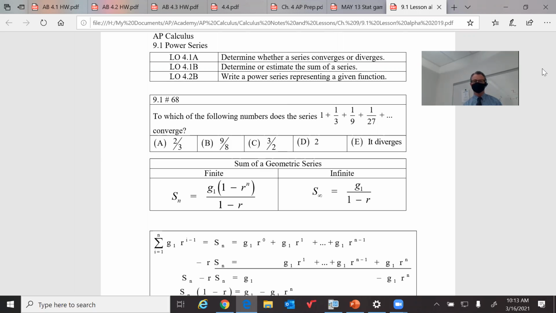Correct. C is the answer. Yes? Because the constant multiplier is 1/3. You have the first term over 1, take away 1/3. 1 divided by 2/3 is 3/2. It equals 3/2 as long as you never stop adding terms.